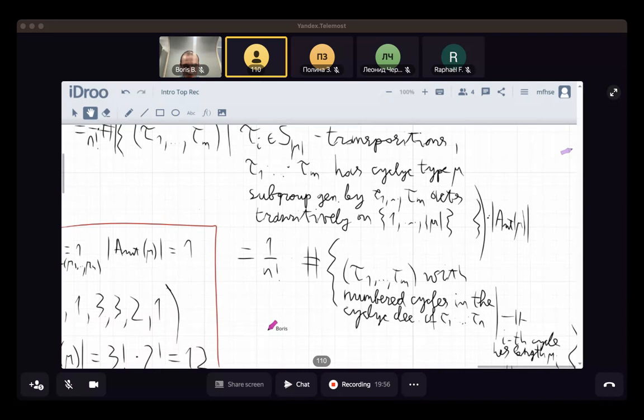So in the case where all mu_i's are different, how many automorphisms do we have? One, and this definition is precisely the same as we have here. So this is the same, if all mu_i's are different. Is it clear to everyone?